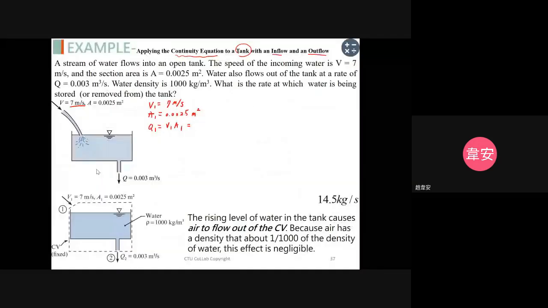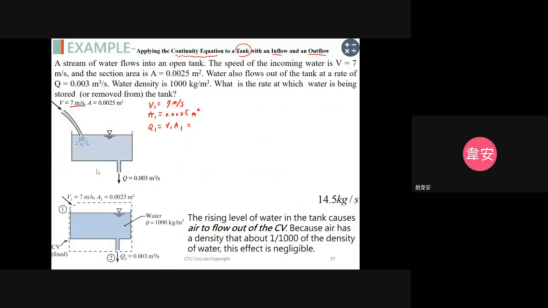And you can use your calculator to compute the discharge Q1. Okay, it's 7 multiplied by 0.0025. So the discharge is equal to 0.0175 cubic meters per second. Okay, and we can keep going to see the questions.